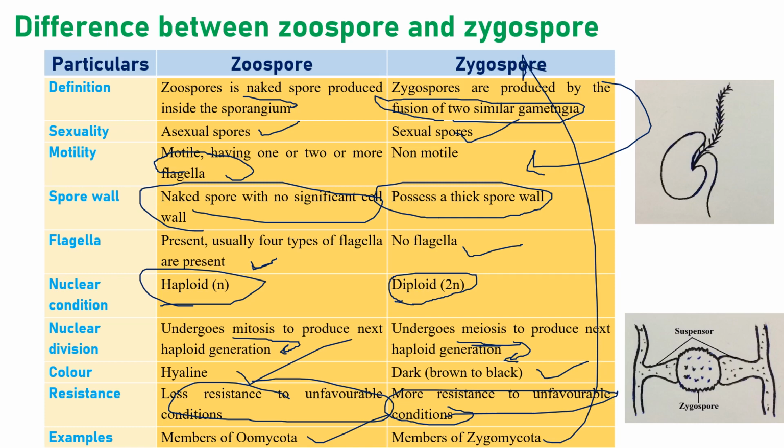Here there is a specialized structure present on either side of the spore, known as the suspensor. In the middle, an echinulate structure will be there, that is called the zygospore. It is held or anchored on either side by a special organ called the suspensor.